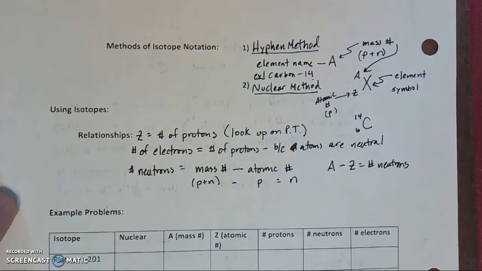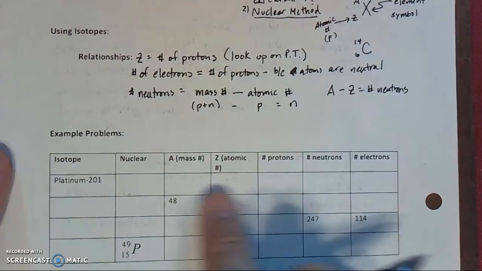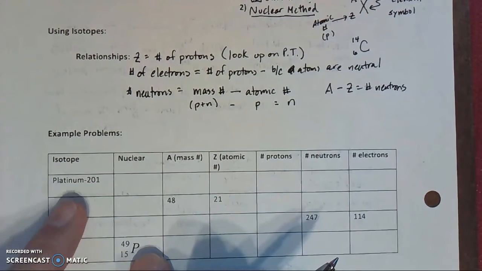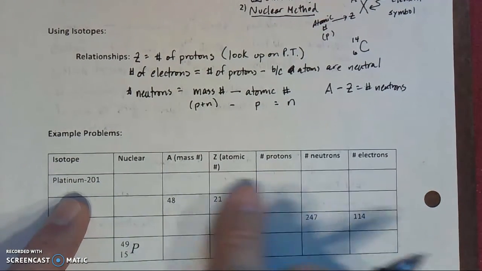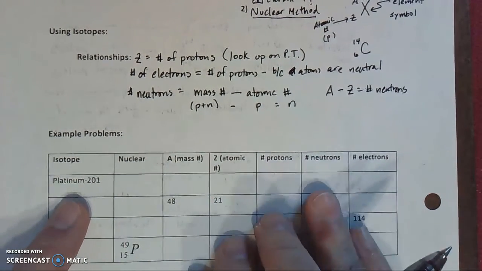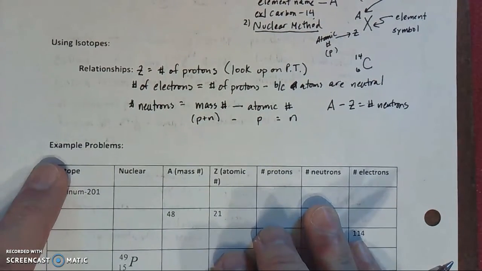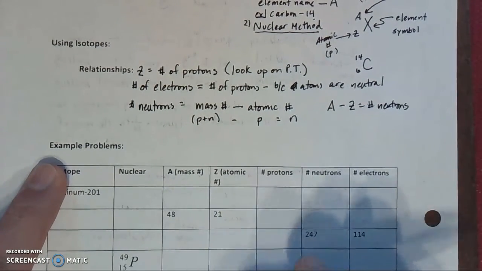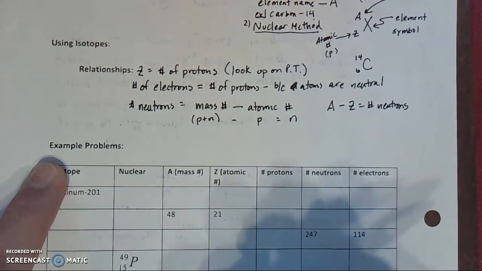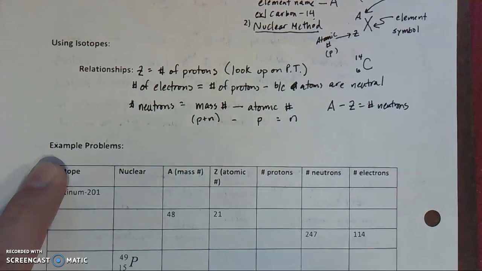So in our next video, we're going to actually look at this little chart, and we're going to be given certain identifying things so that we can figure out everything else. So before we start looking at these examples and you move on to the next video, make sure you have your copy of the periodic table out because you will need it.